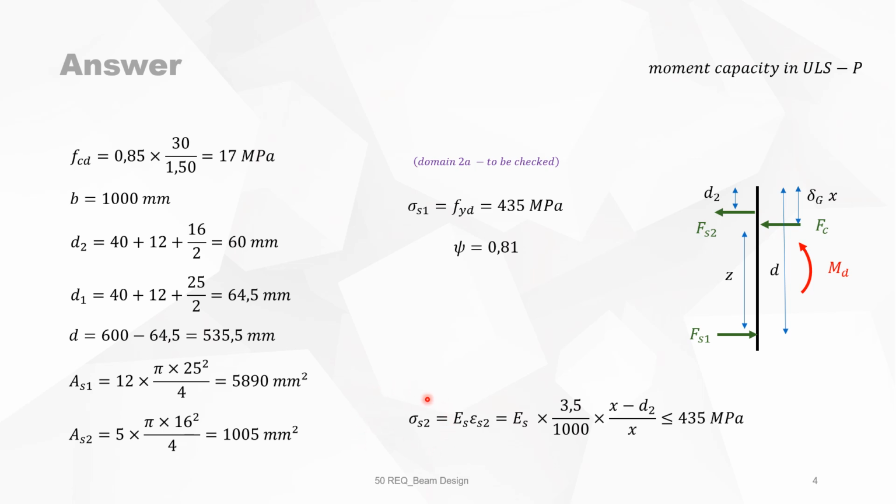For the compression force, sigma s2 is equal to the modulus of elasticity times epsilon s2. And epsilon s2 we find from equivalent triangles in the strain diagram. We see that the stress in the compression reinforcement could be smaller than 435 megapascal.